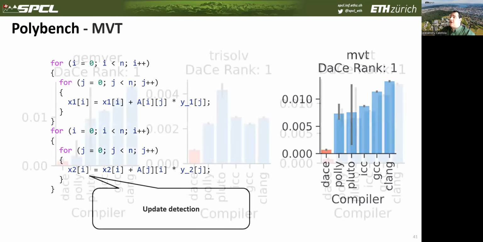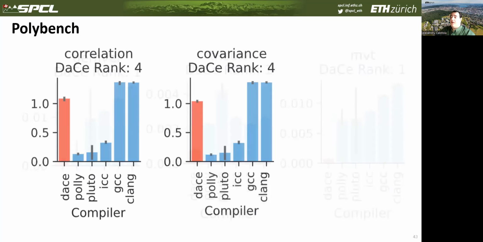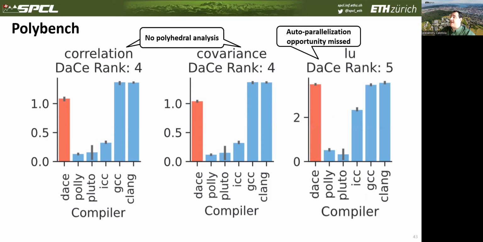This is not the only case. There are other examples for which we are the only ones to expose the parallelism and improve performance significantly. There are other instances, however, where because of the lack of polyhedral analysis, we are not able to find the parallelism, whereas Pluto and Polly do. And finally, there is also some work left to be done. For LU, there is an auto-parallelization opportunity missed, which we will improve by making the detection of parallel patterns more powerful.